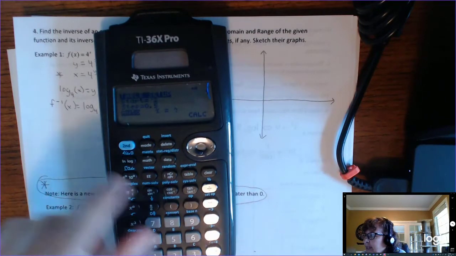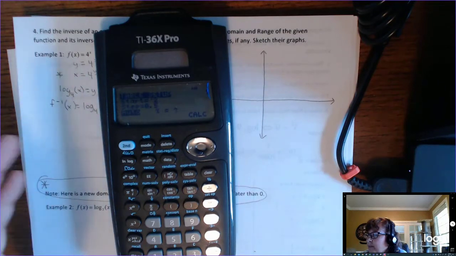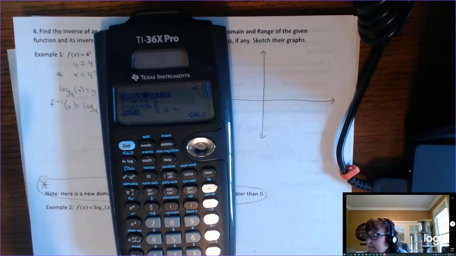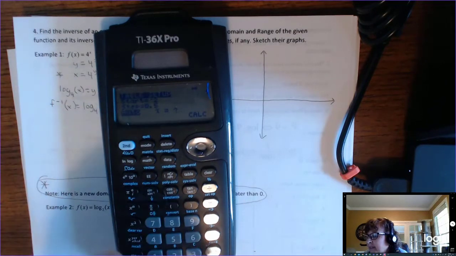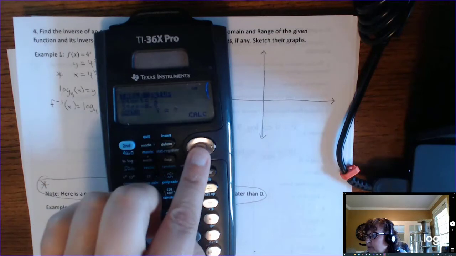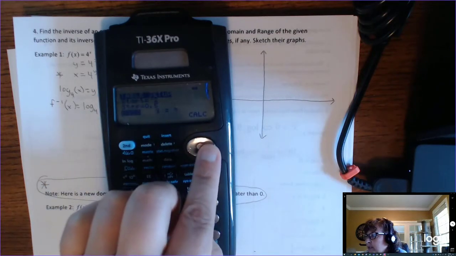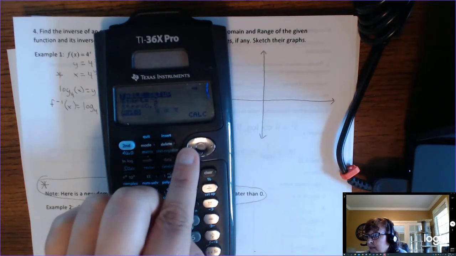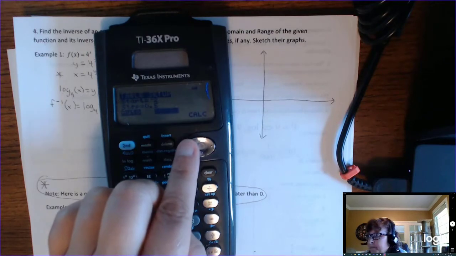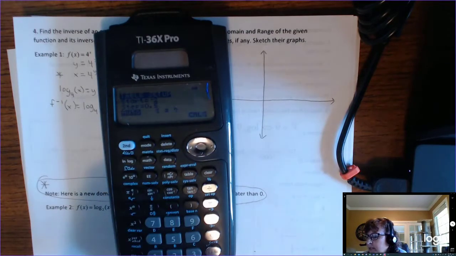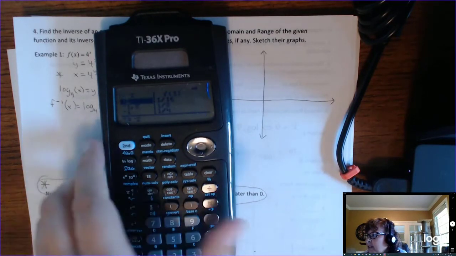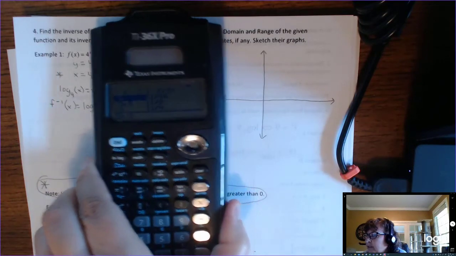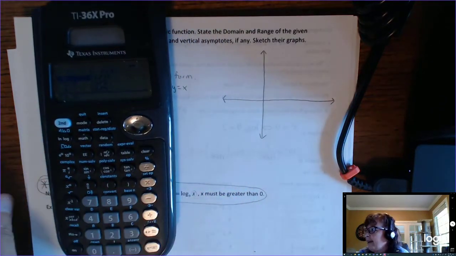And I don't want to count by ones. I think I'll miss too many interesting ordered pairs, so I'm going to step it by a half. So I'll put 0.5 right there. And then you have a choice of auto, or you can choose the x values that you want to look at. I'm just going to keep it at auto, and then I'm going to calculate. And there it is. It gives you a table of values. So now what I can do is use that to graph.